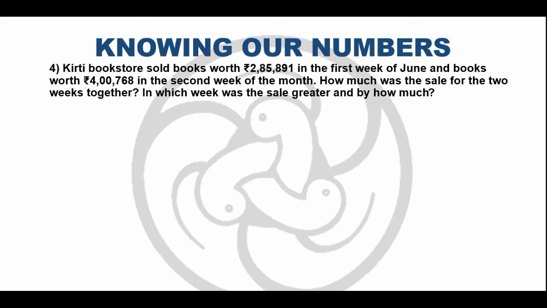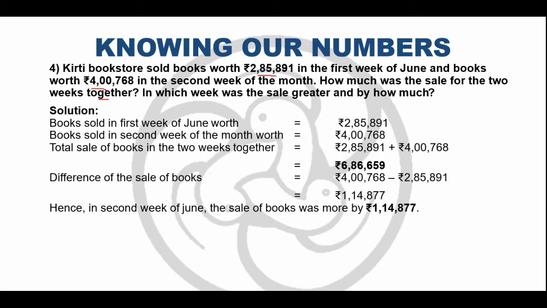So what is the question given here? There is one bookstore. For the first week of June, the books sold are 2,85,891. For the second week, they sold 4,768 books. The first question is how many books were sold together? Together means added. If you see any word like together, total, or all, that means you have to add the values. So here it is given as together, so you have to add the books sold in the first 2 weeks.